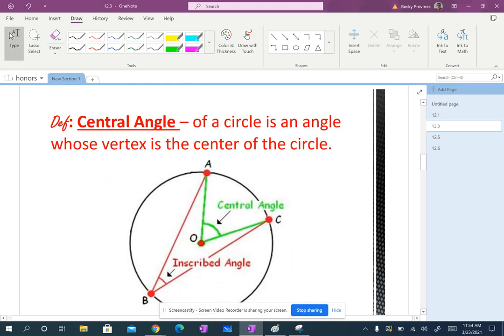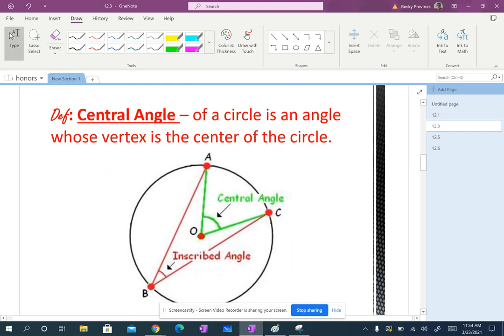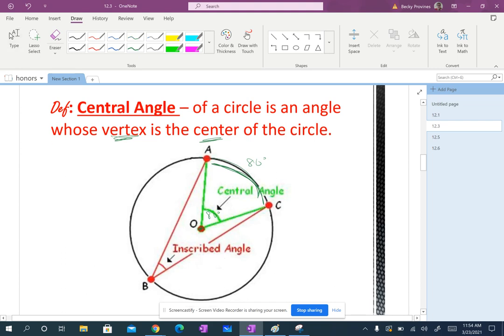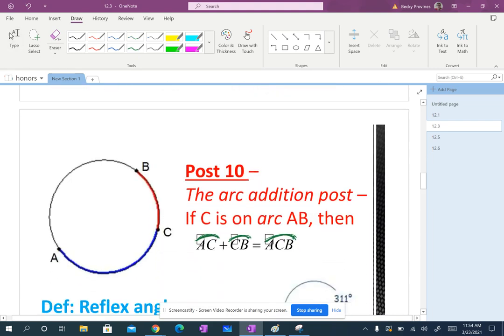Now, a central angle is just an angle where the vertex is at the center of the circle. Okay. And so we have lots of different kinds of angles, and it's important to remember central angle is at the center. And we will find out that the measurement will be the same as the angle. So if this is an 80-degree angle, that means its arc is also 80 degrees. Okay. And that's coming. I'm just getting ahead of myself.